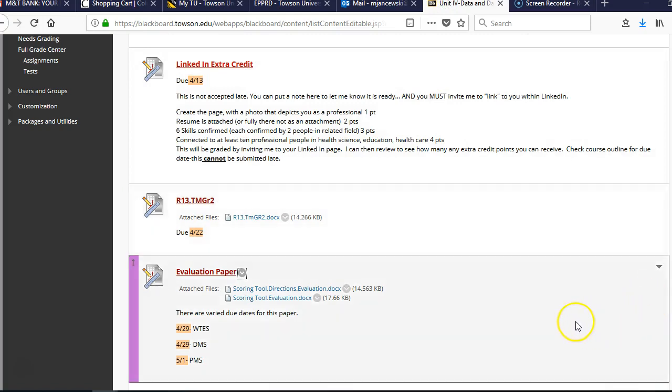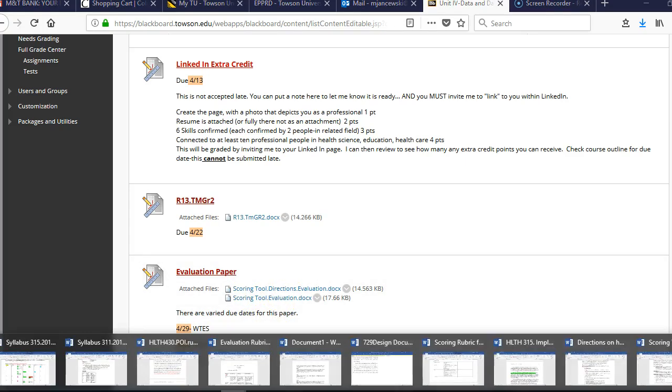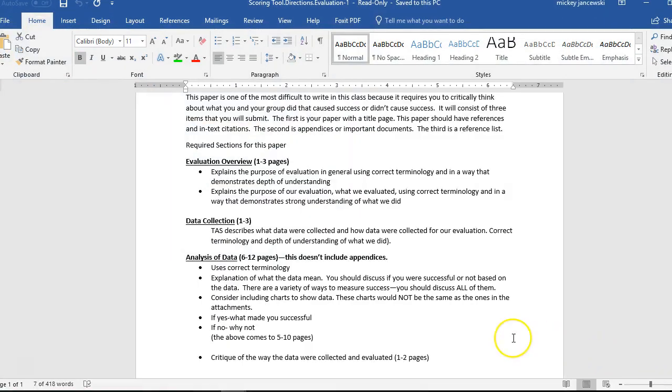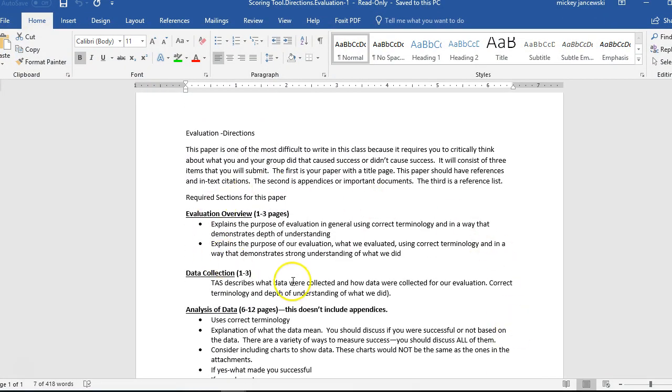Hello, this lecture is about how to write your evaluation paper. I'm going to be going over this document that is with the place that you will submit your paper. If you open it, it looks like this. These are the directions on how to submit your paper. This lecture will take about 15 minutes. You're more than welcome to listen to parts of it or all of it to help you do well on your paper.